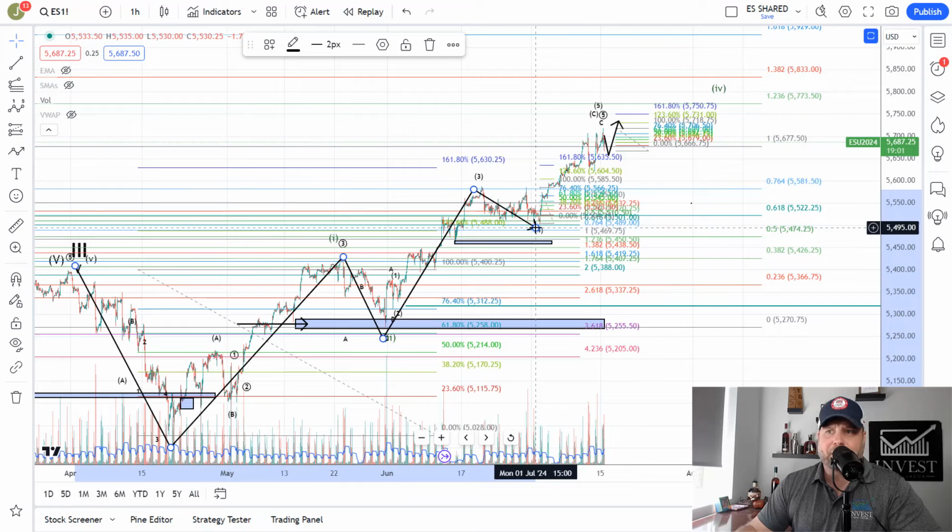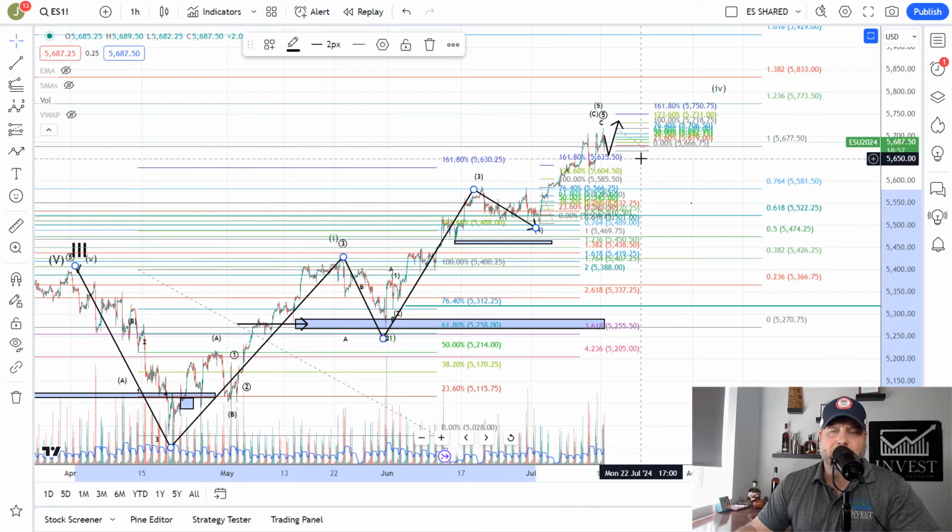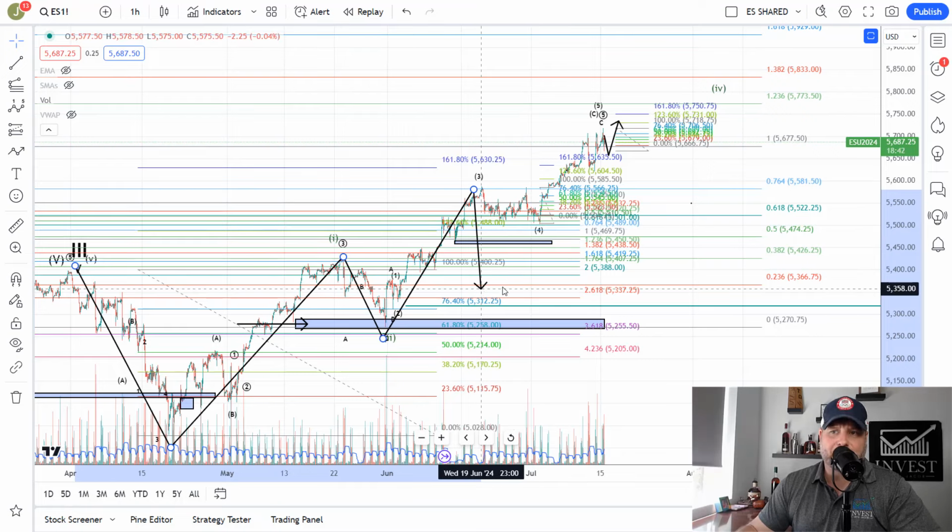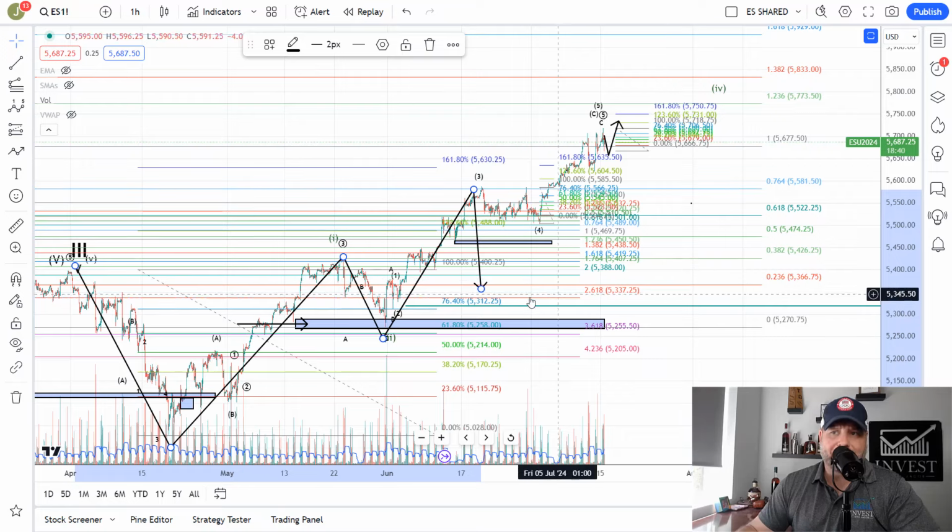Now I have several problems with this. One, this is much more of an ending diagonal looking structure than it is an impulsive structure. Two, wave 1 of 3 would extend all the way to the 764, which is overextended wave 3, or wave 1 of 3, I should say. And then wave 2 of 3 only comes back a little bit. Usually when you have an overextended wave 1 of 3, you see a much deeper wave 2 of 3. We did not get that either.